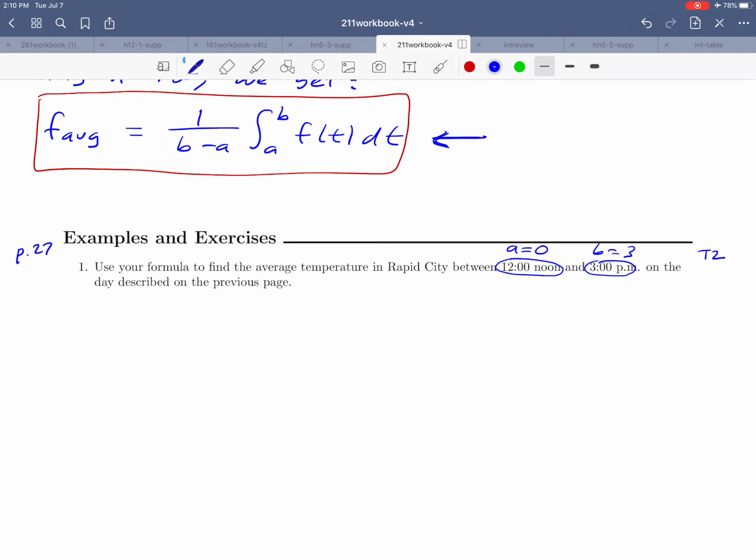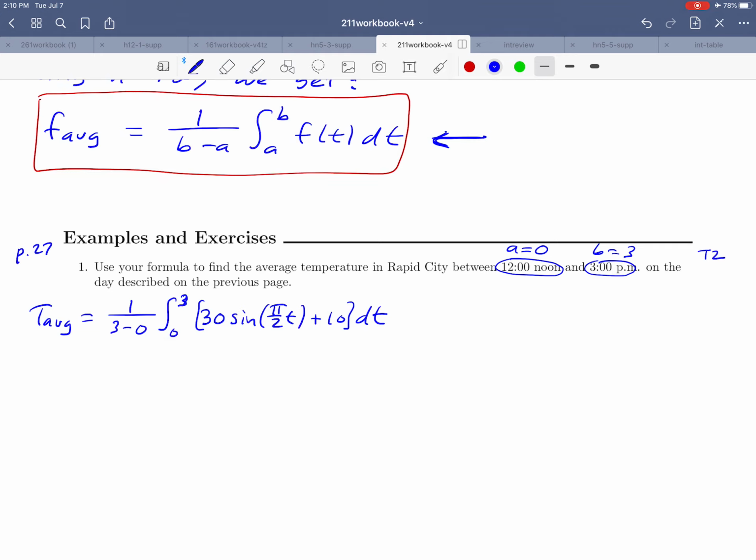Okay, so using the formula for the average value, we need to take 1 over b minus a, which is 1 over 3 minus 0, integral from 0 to 3, and then we want to integrate the function, and I'm just going to copy down its formula. It looked like 30 sine of pi over 2t plus 10. That's what we actually need to integrate.